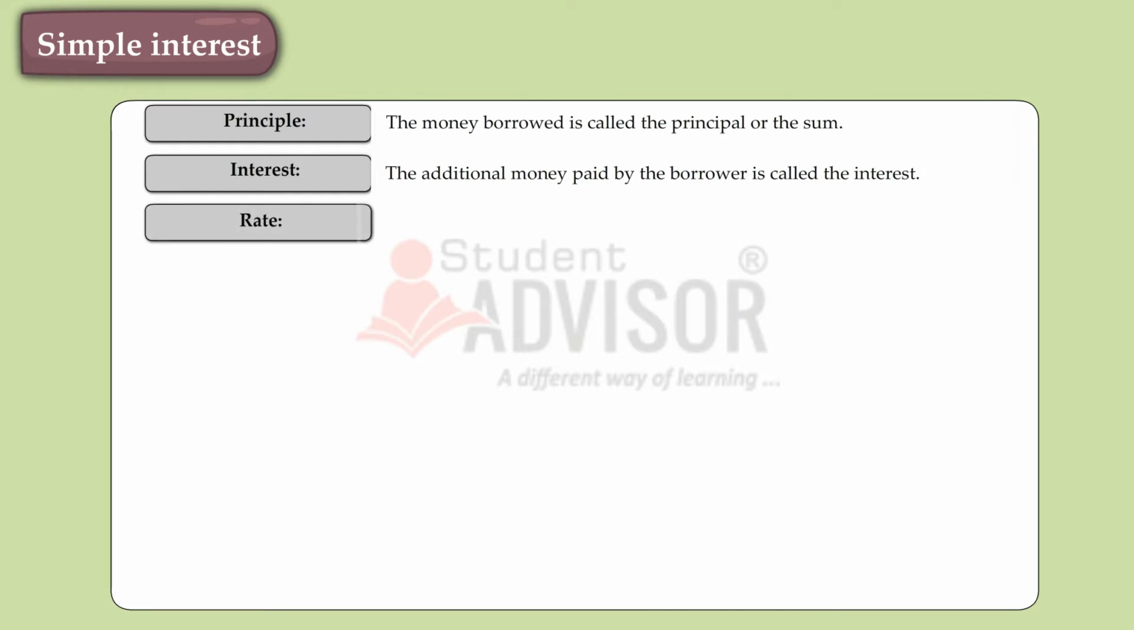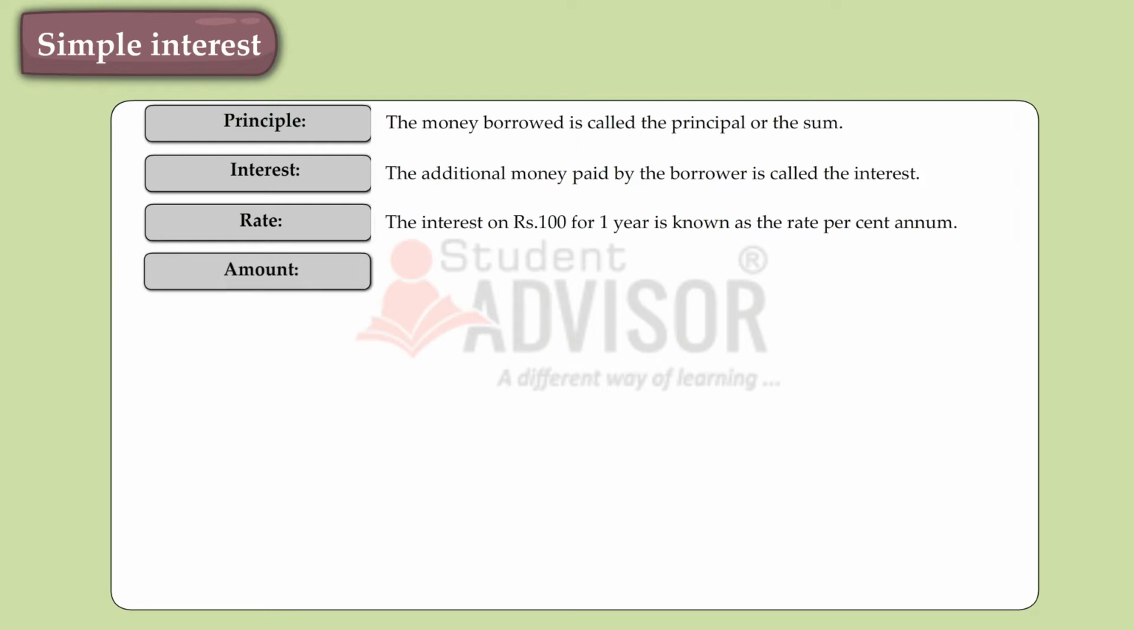Rate. The interest on rupees 100 for 1 year is known as the rate % per annum. Amount. The total money paid by the borrower to the lender is called the amount. Clearly, amount is equal to principal plus interest.